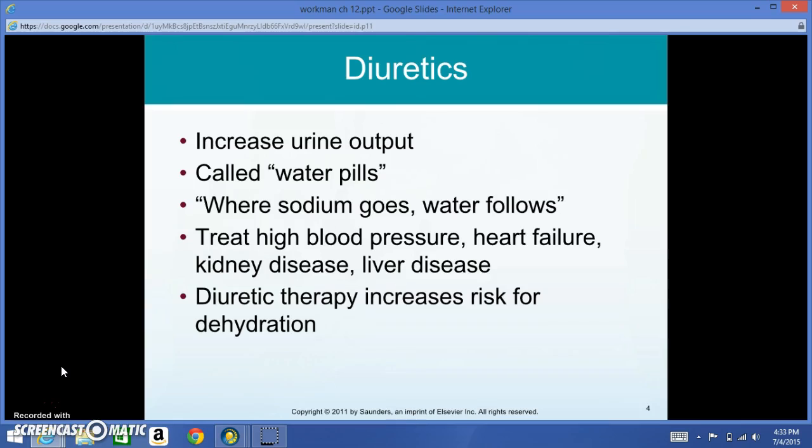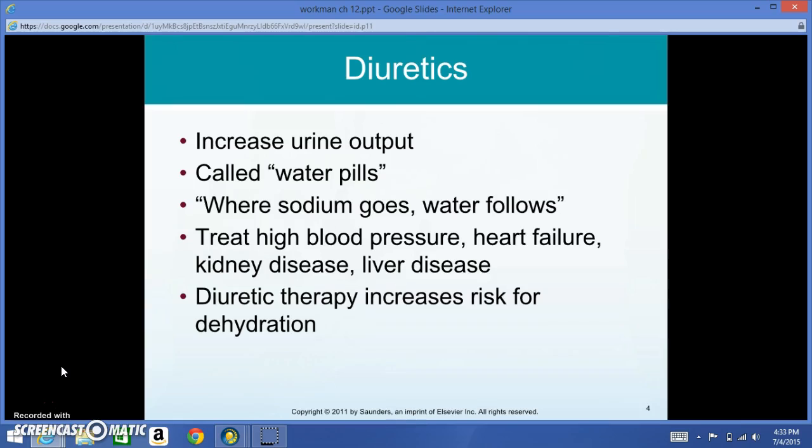Diuretics refer to pills with many different actions. It's a blanket statement for drugs that increase urine output. Some patients may refer to them as water pills. And the term "where sodium goes, water follows" is very true in the sense that all diuretics manipulate sodium. The goal is to get sodium to exit the body, to be excreted from the kidneys, in order to remove the excess water that is in the body.